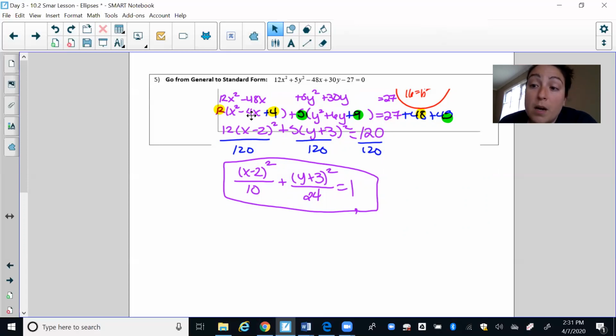And then we're almost there, but again, an ellipse is equal to 1. So we divide everything by 120, and we end up getting the quantity x minus 2 squared over 10 plus the quantity y plus 3 squared over 24 equals 1.